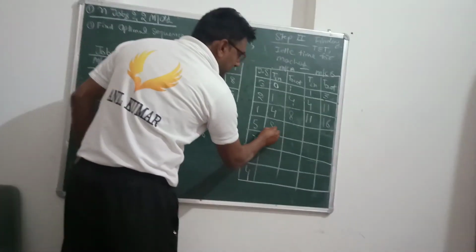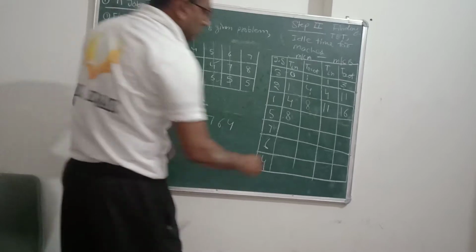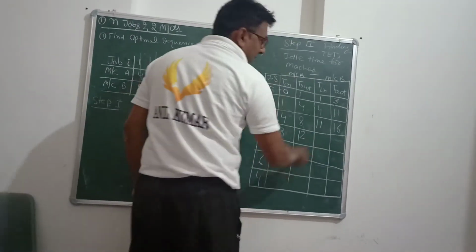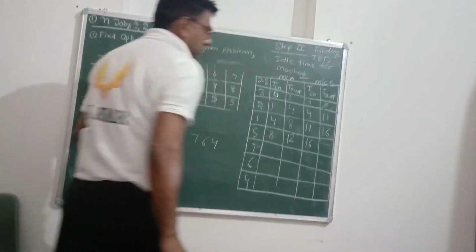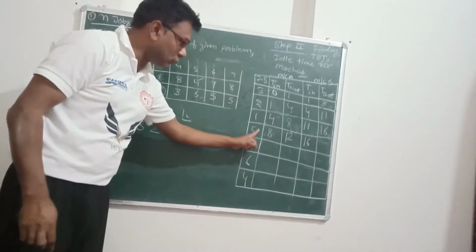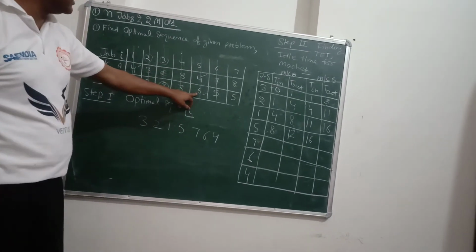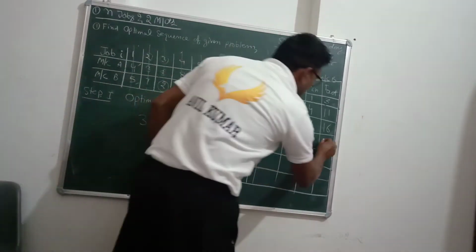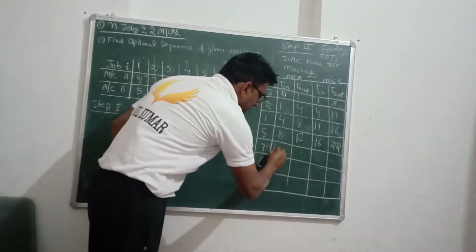Similarly, machine A is free at 8 minutes, and for the fifth job the processing time is 4 minutes, so the total out time is 12 minutes. From 16 and 12, 16 is greater, so we will use 16. For job number 5 the processing time for machine B is 6 minutes, so the total out time will be 22. Now machine A is free at 12 minutes.